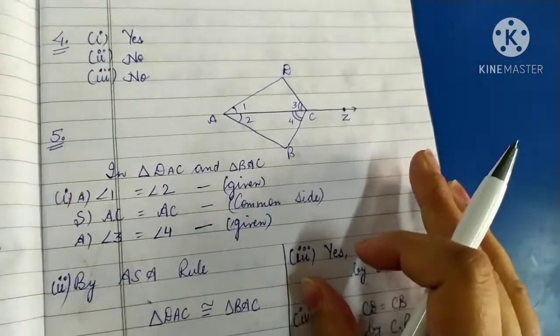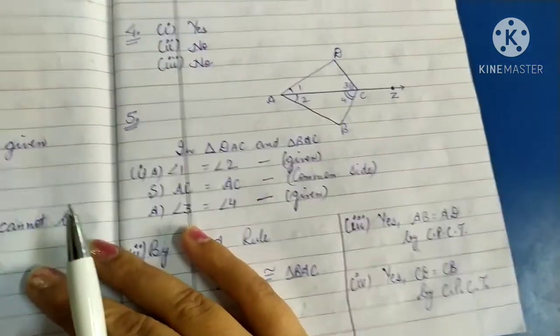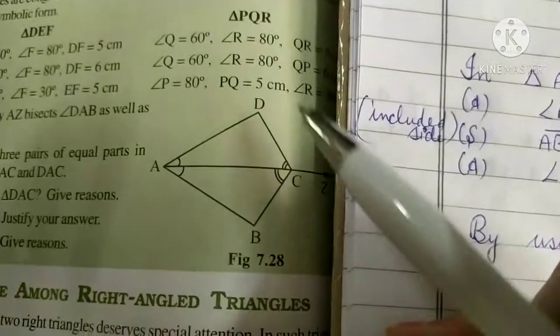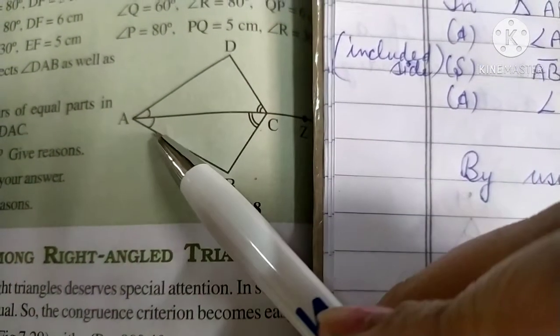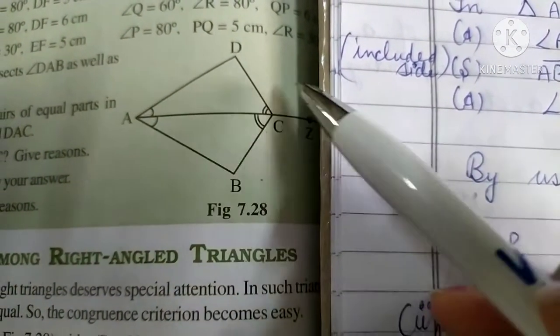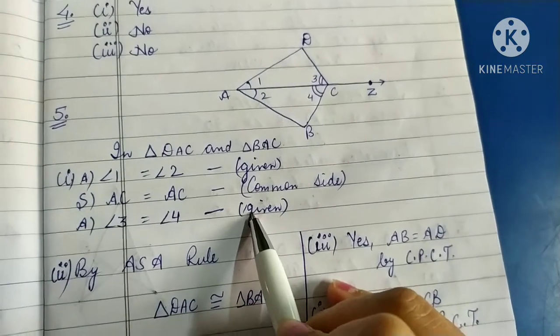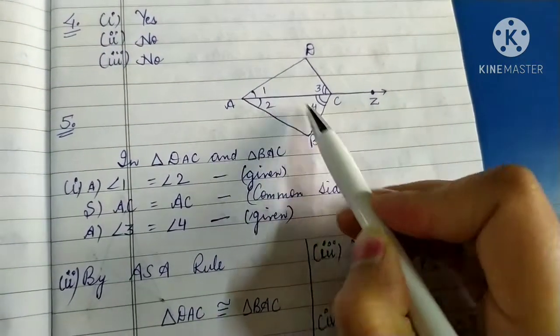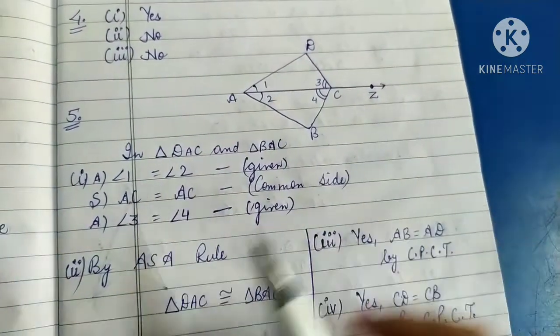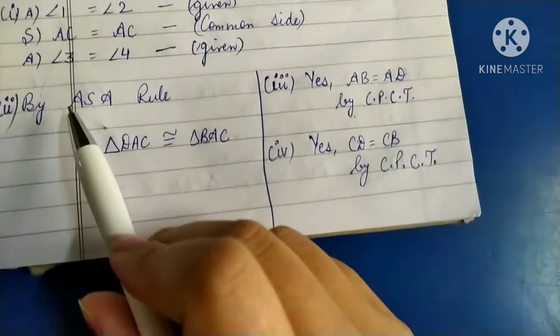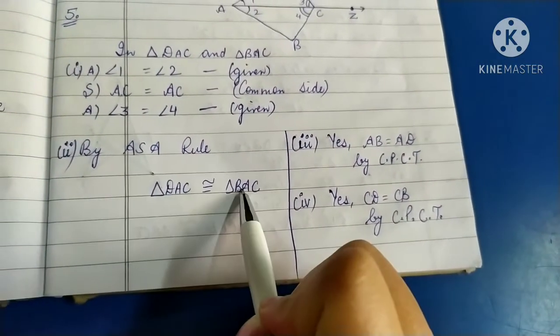What do we need to see? First, what things are given to us. If you see the figure, there are symbols. Two symbols here, two, one here. It means these angles are equal to each other, these angles are equal to each other. So we can take them, I've named them 1, 2, 3, 4. These angles are already equal. And angle, side, angle. The included side is the common one. So we can apply the ASA rule. By the ASA rule, the triangles are congruent.